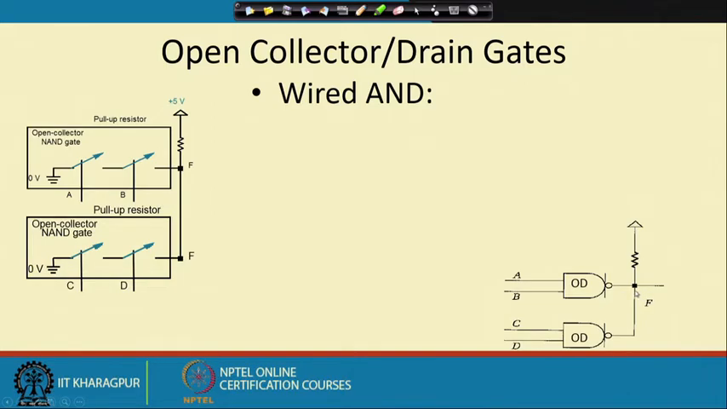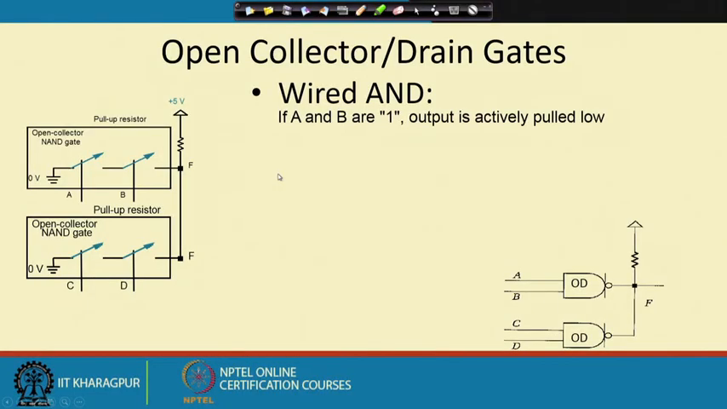So, this is the wired AND connection, and the advantage that you get is that, depending upon the load current that you need, you can control the value of this resistor. As a result, you can make this resistance value low if you want a large current to drive the next stage devices, which is not possible with the normal gates, because there the current is fixed by the technology.